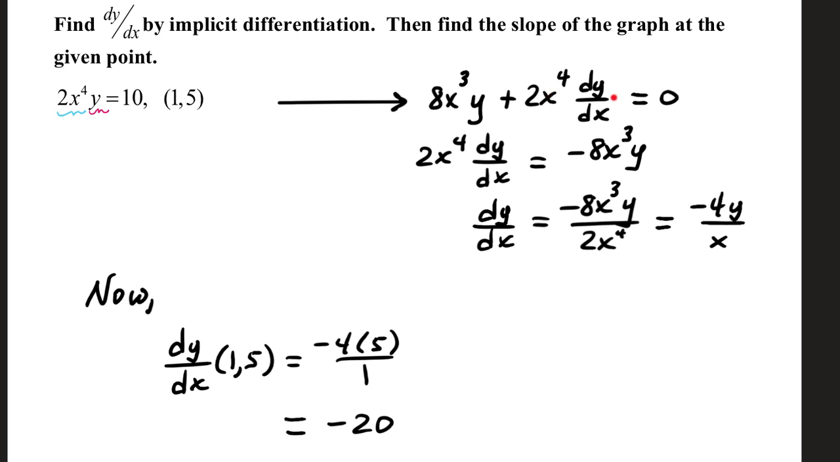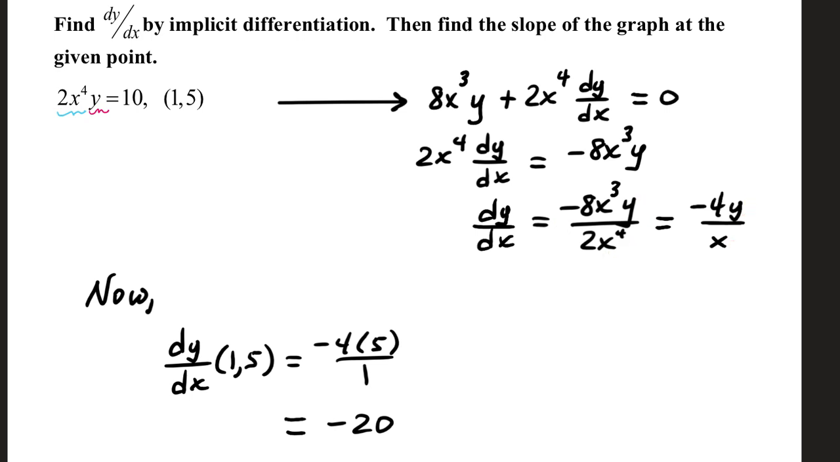The derivative of y is 1 dy dx. The derivative of 10, a constant, is 0. Isolating dy dx, I'm going to move 8x cubed y over. It'll go from positive to negative. Divide both sides by 2x to the fourth. We can reduce to negative 4y over x.